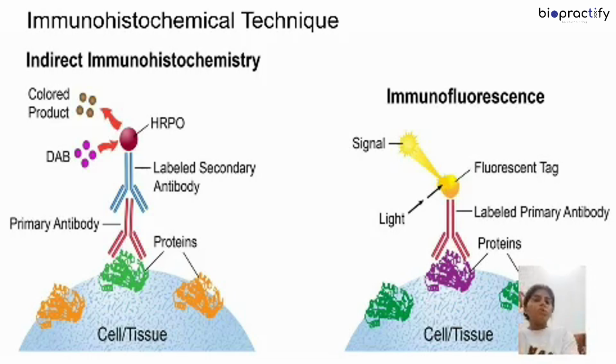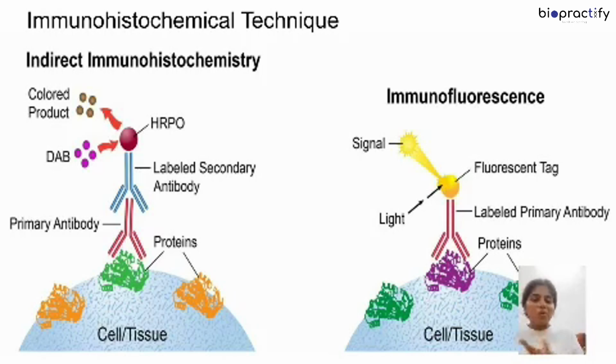So what do we do in this method? In this method, we use a primary antibody and a labeled secondary antibody. How do we label the secondary antibody? We can use many things like enzymes or fluorescence. Why do we need fluorescence? We need fluorescence to detect, so that we can get the signal of the attached secondary antibody. It is like an ELISA.